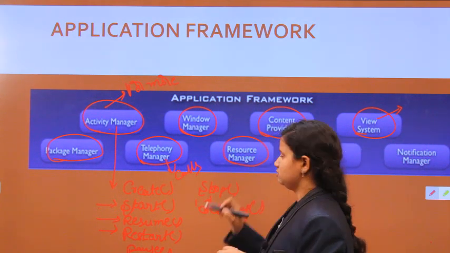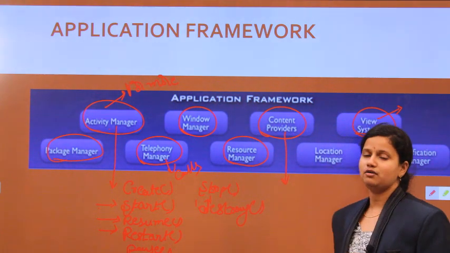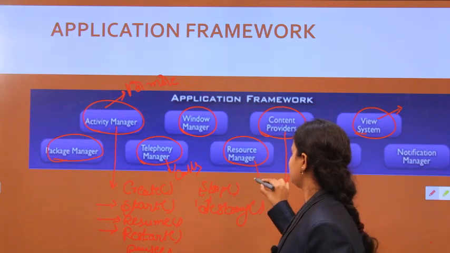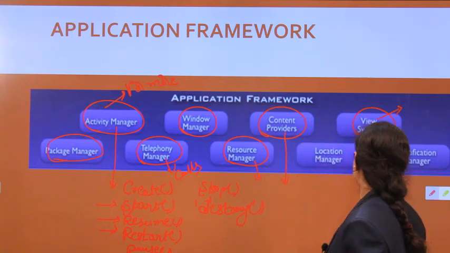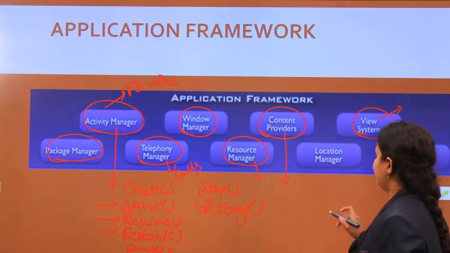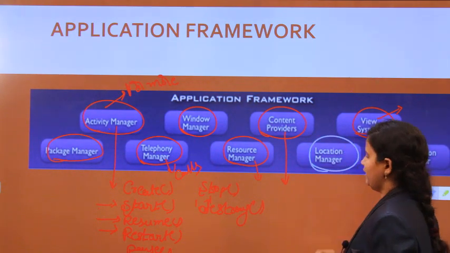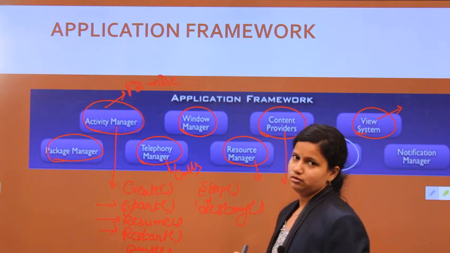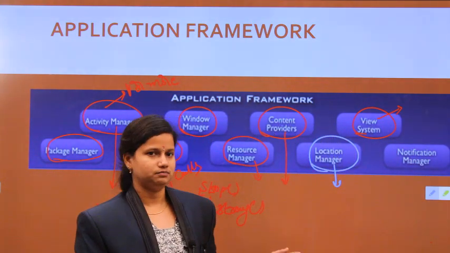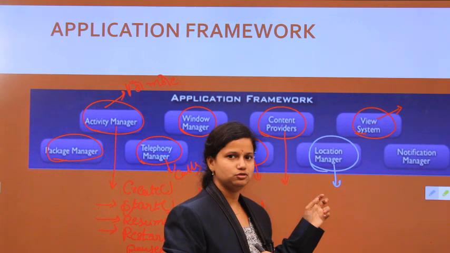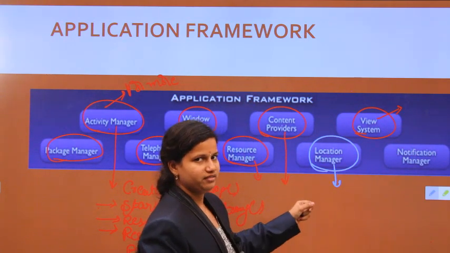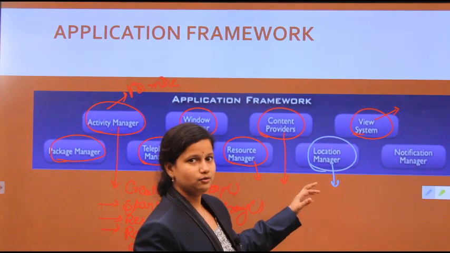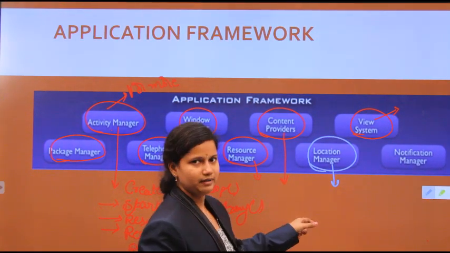And the resource manager. What are the different resources required to develop an application? Those types of resources are available in this resource manager class. And the next one is location manager. So what is the use of this location manager? To locate a mobile, in which position this mobile is, to find out the location of the mobile, we have to go with the location manager.